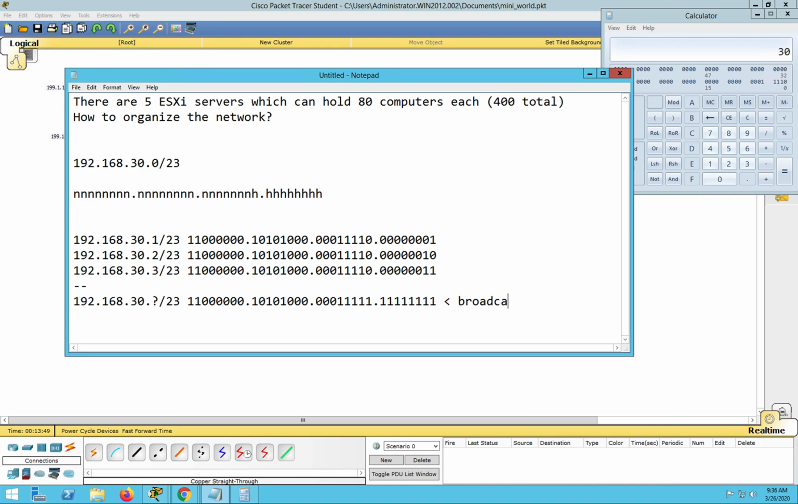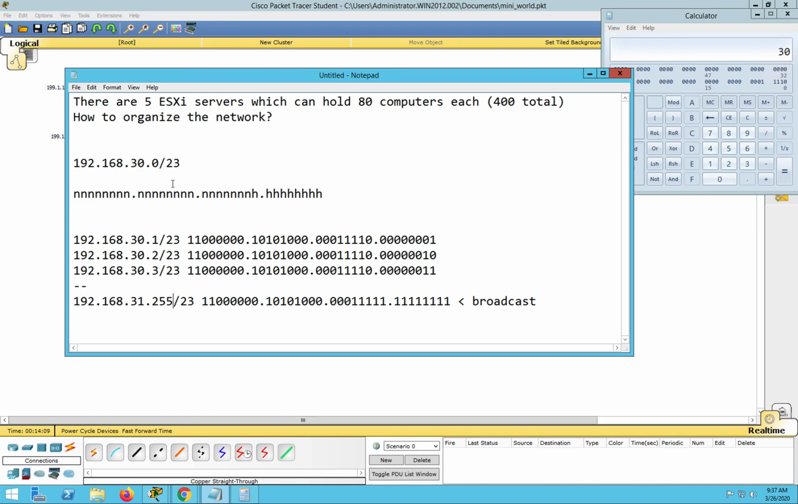So what number does this actually look like? Well, notice that I changed this number right here. So really this is not 30 anymore. This is now turned into the number 31, and this is 255. That's actually the broadcast address. So it's 31. In other words, we've set it up exactly like this.